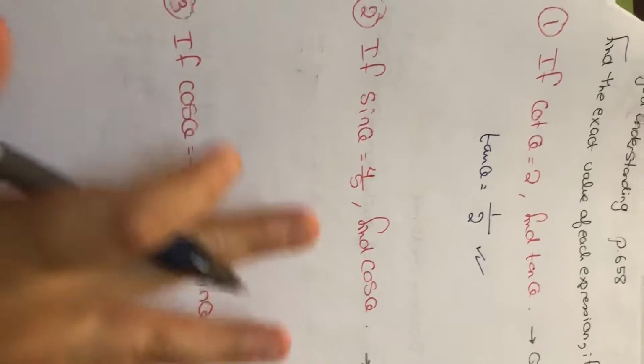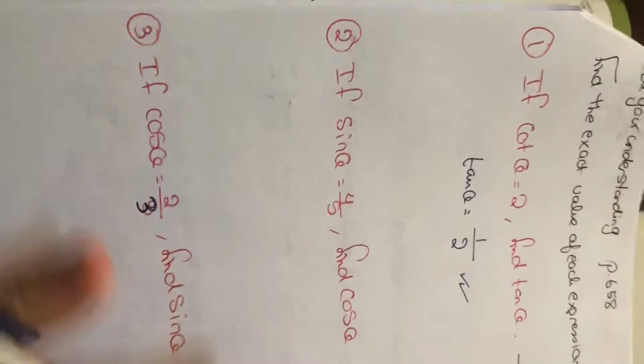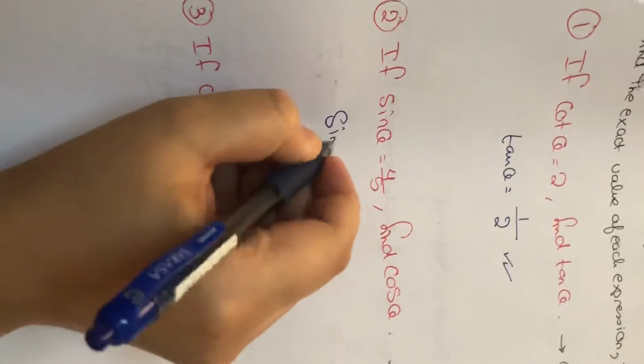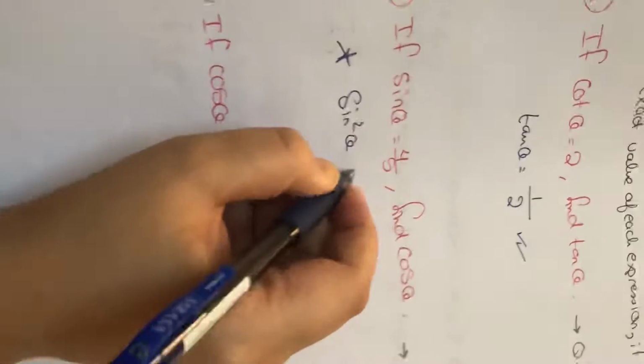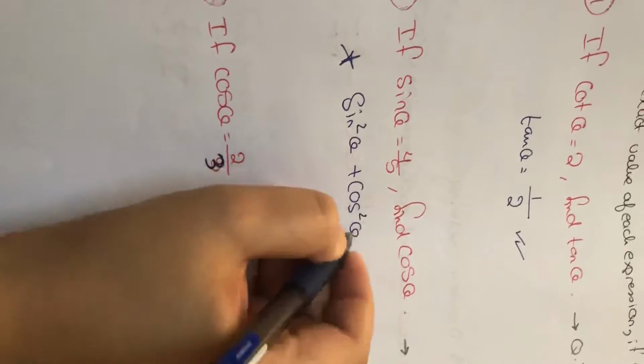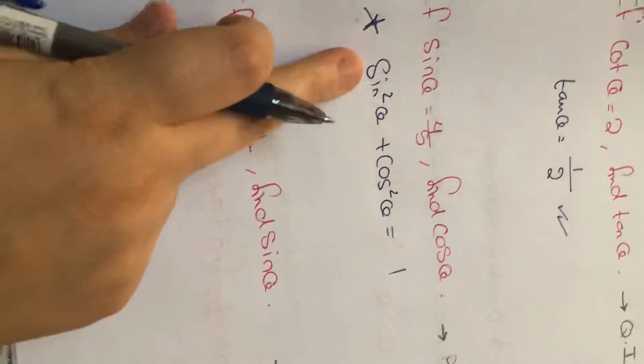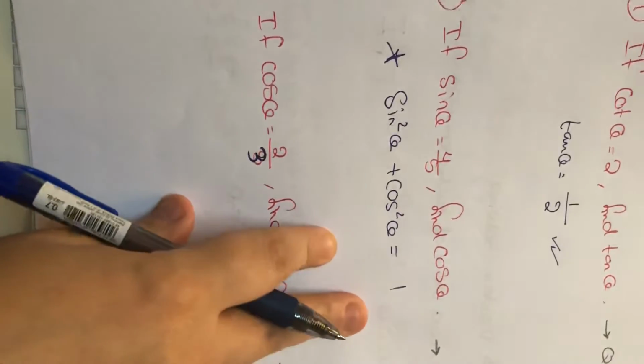Whenever you have sine and cosine, remember our lovely, very important Pythagorean identity. This is the most important one in trigonometry because it keeps popping up here and there. The sine squared plus cosine squared equals 1, which came from x squared plus y squared equals r squared.